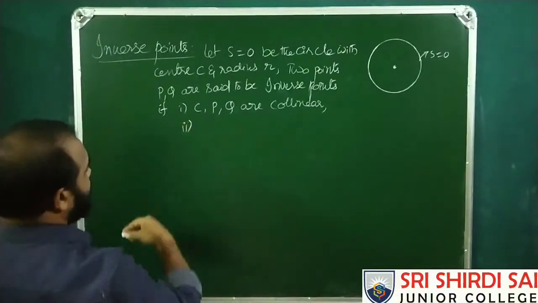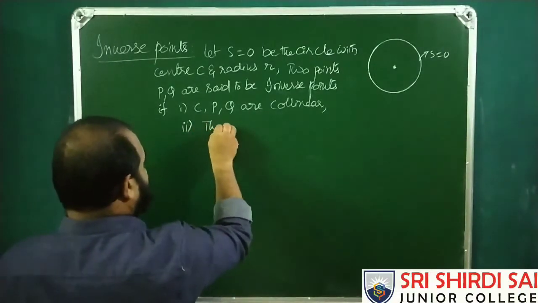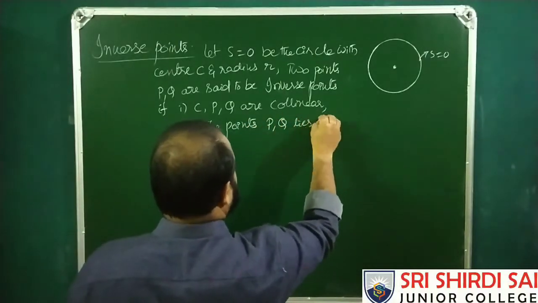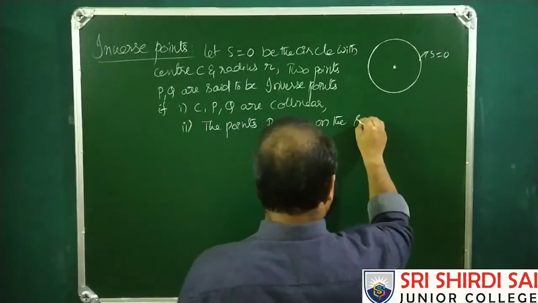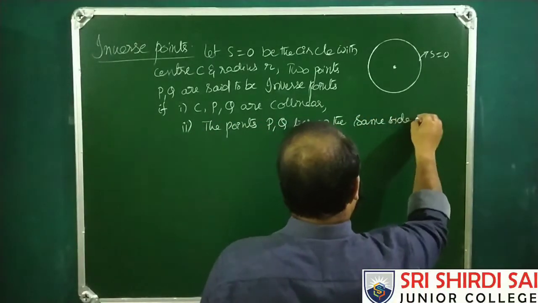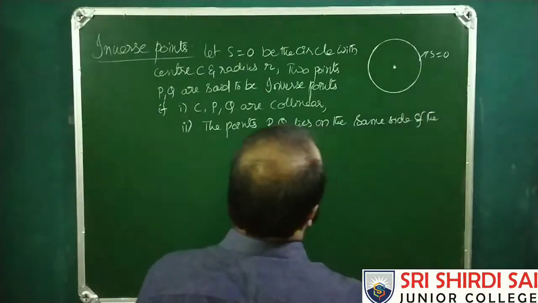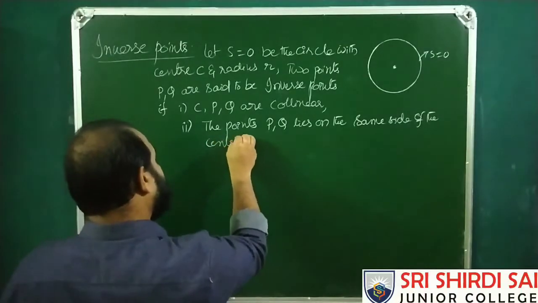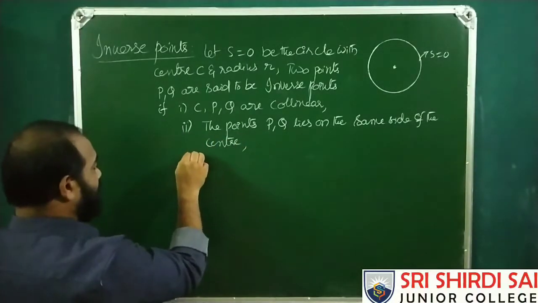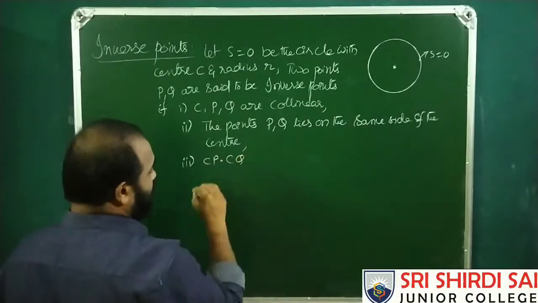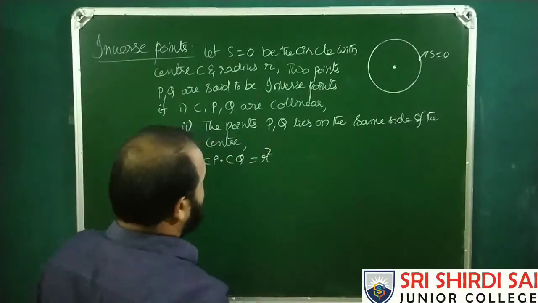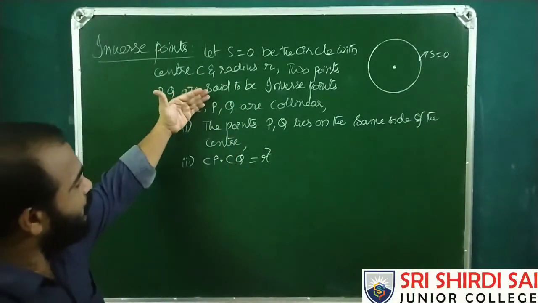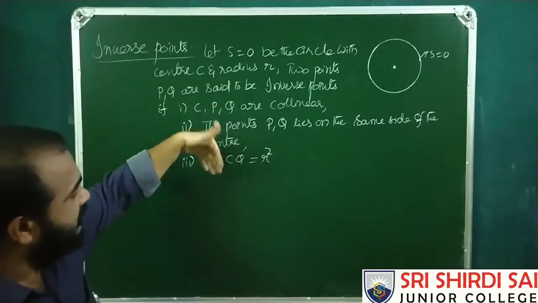Second, the points P, Q lie on the same side of the center, and third, CP into CQ is equal to R square. So for the two points to be inverse points, they have to satisfy all these three conditions.